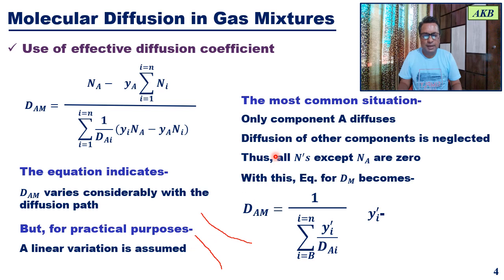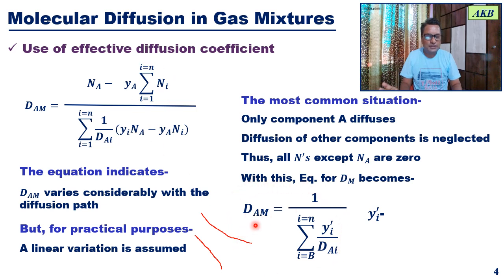By making these assumptions for practical purposes. What is the first assumption? There is a linear variation, that is, the effective diffusion coefficient varies linearly with the diffusion path. The other assumption is that all other components are stagnant, they are not diffusing. Only component A is diffusing. That means all n's except nA are 0. So if you have these two assumptions in your pocket, then this complicated equation takes a simple form.